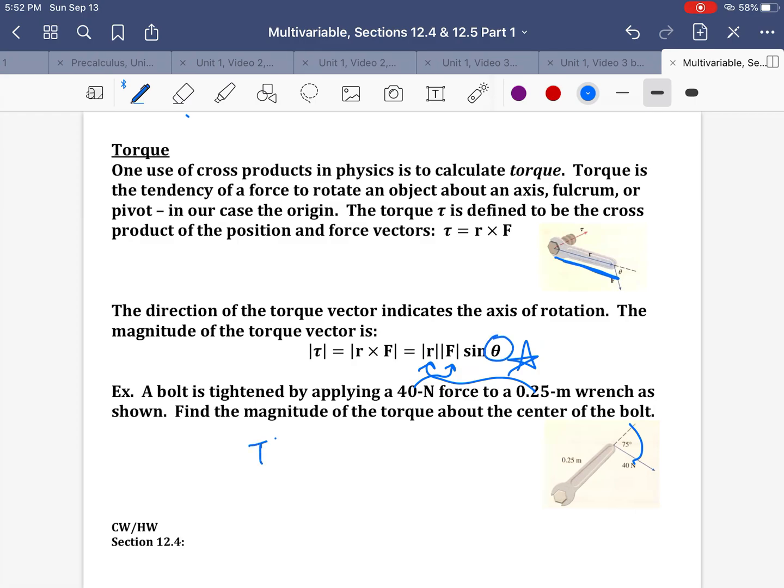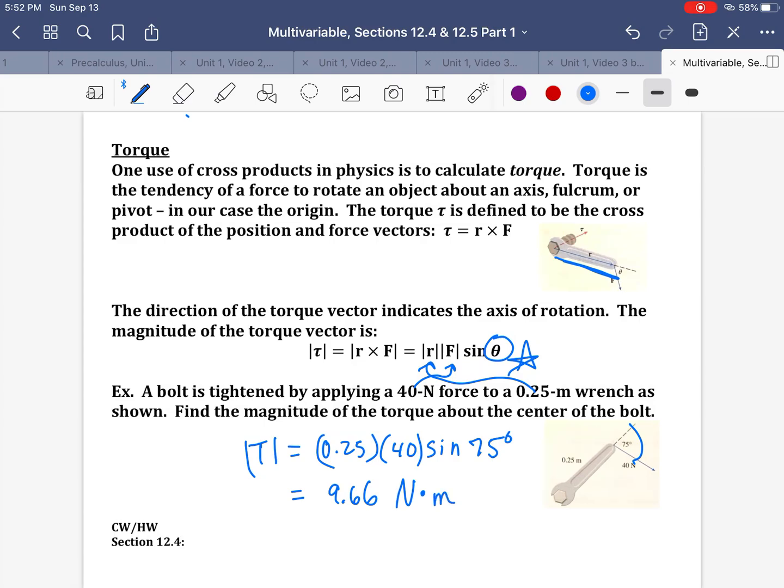All right, so my magnitude of my torque is going to be my R times my F, so 0.25 times my F, which is 40, and sine of 75 degrees. All right, so go ahead and you pop that in your calculator. You get 9.66, and that was in newtons and meters, so Newton meters.